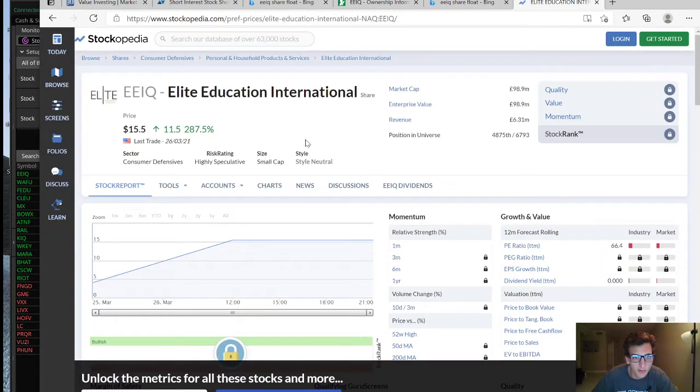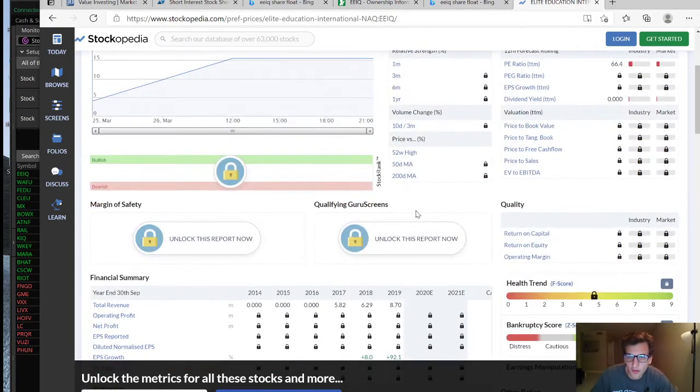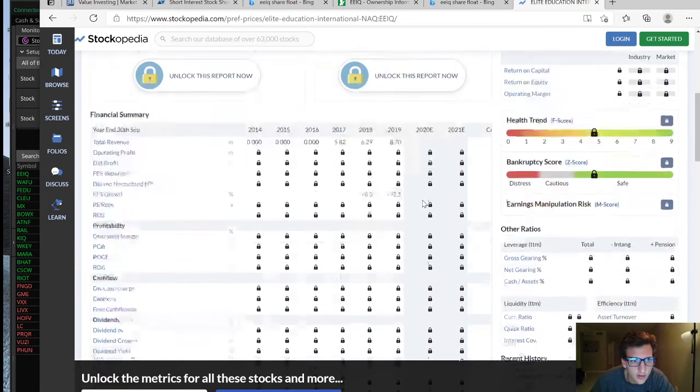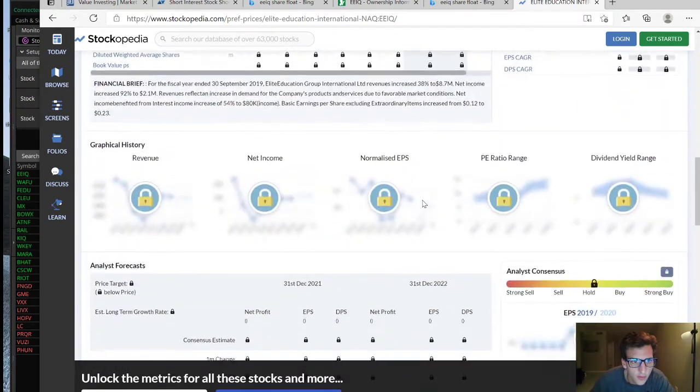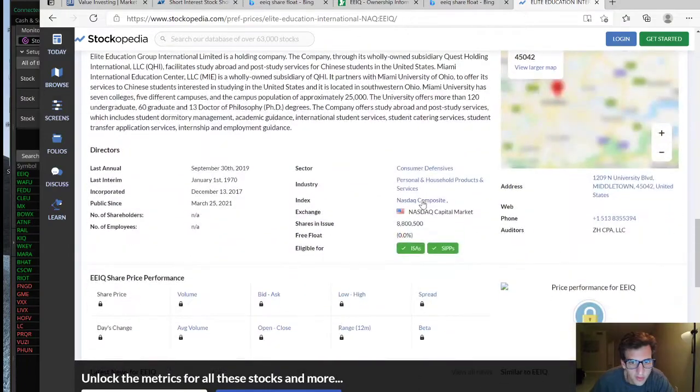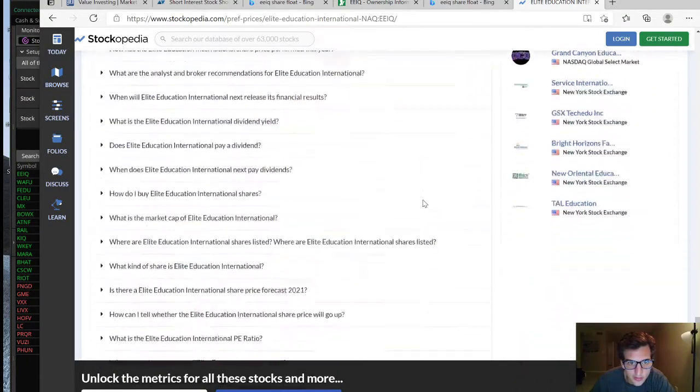Don't ask me why I'm using Bing, but I'm using Bing for some reason. I haven't updated this computer. I just bought it. But okay, so let's see. Everything's locked. I can't see anything.